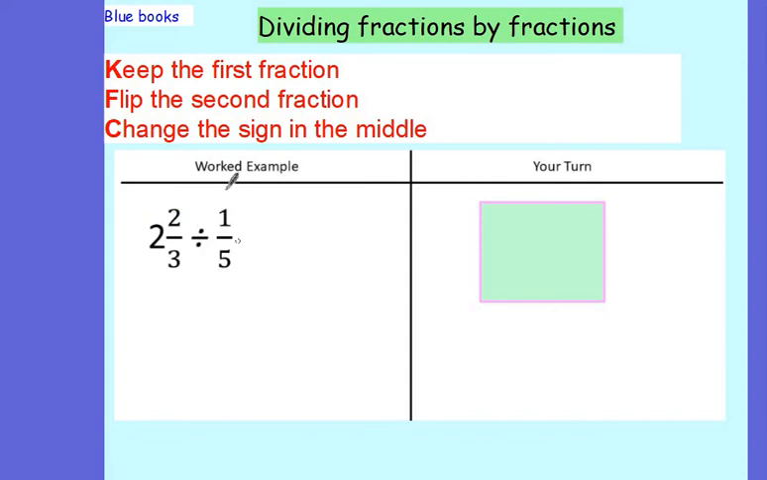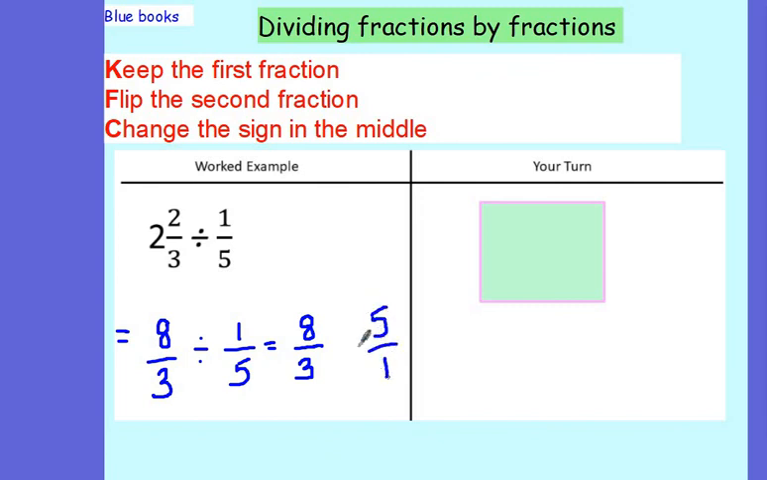So I've got a mixed number and a fraction. That looks really nasty. So the first thing I'm going to do is convert this mixed number into an improper fraction. And we know how to do this now because we've done lots of practice. So 2 times 3 will give me 6, plus 2 gives me 8. So I've got 8/3 divided by a fifth. This looks much nicer. Now I can apply my keep, flip, change. I keep my first fraction, I flip my second fraction over, so that becomes 5 over 1, and I change my sign to a multiply.